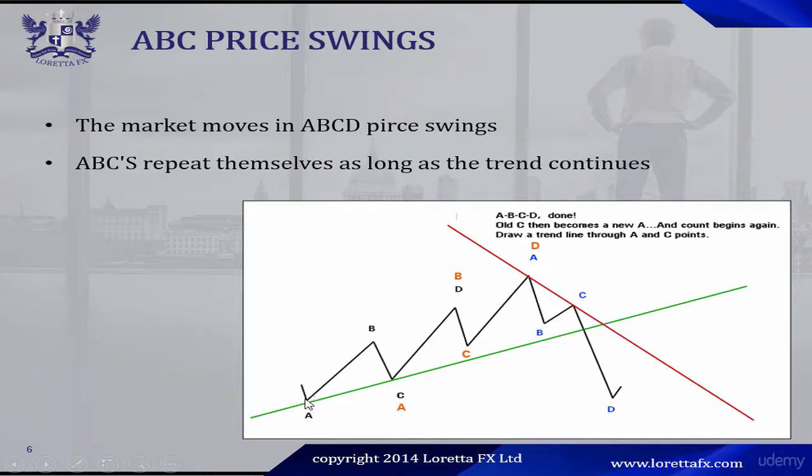Okay, so you draw trend lines through the A's and the C's, connecting the A's and the C's. And remember, old C's then become a new A. So we can always say A again. After A's, we have B's. After B's, we should have C's. After C's, we have D's. Whenever we're at C, we can always start again with the ABCs.